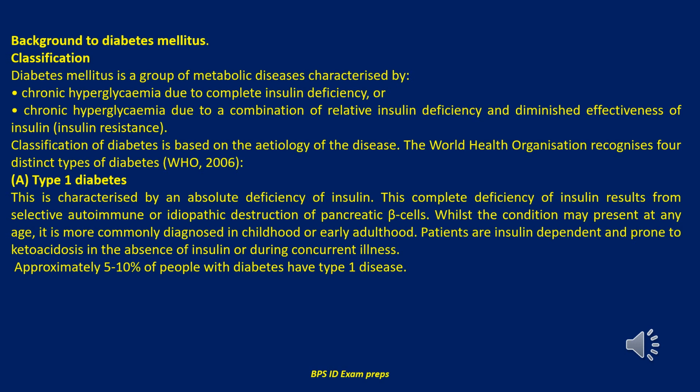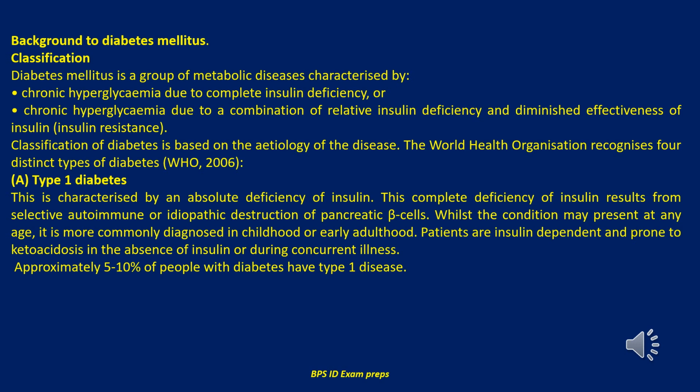Diabetes mellitus is a group of metabolic diseases characterized by 1. Chronic hyperglycemia due to complete insulin deficiency, or 2. Chronic hyperglycemia due to a combination of relative insulin deficiency and diminished effectiveness of insulin, that is, insulin resistance. Classification of diabetes is based on the etiology of the disease. The World Health Organization recognizes 4 distinct types of diabetes according to the WHO in 2006.